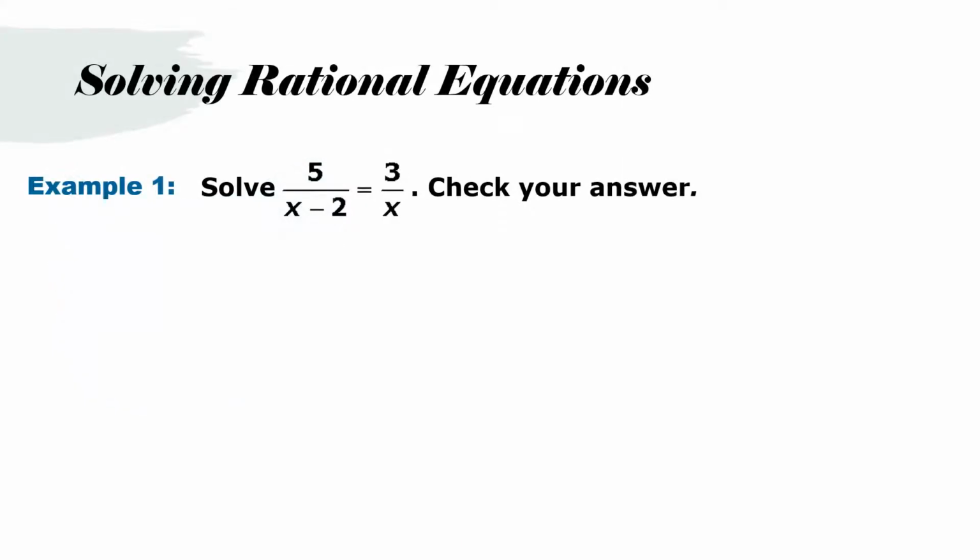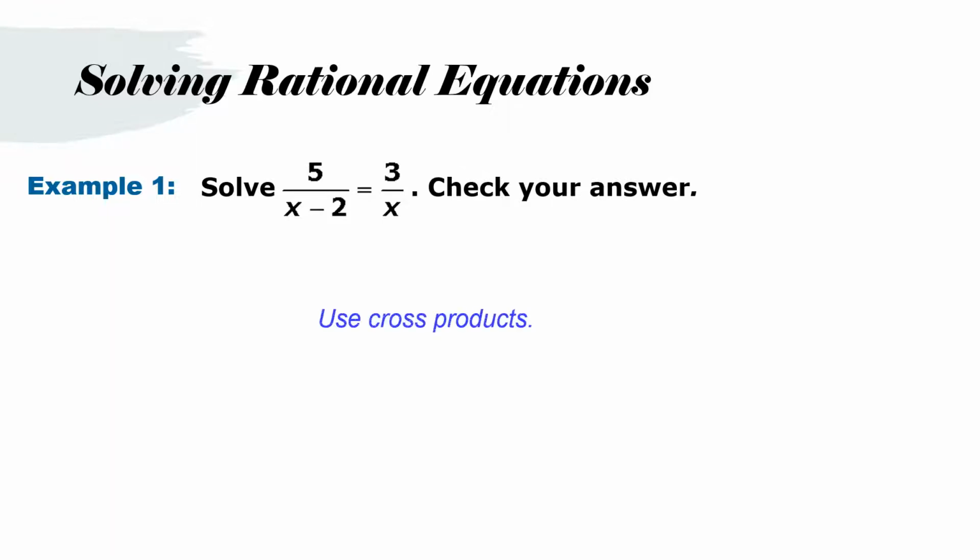Now the concept of LCM and the concept of multiplication is very important in solving rational equations. Let's have an example. Solve 5 over x minus 2 equals 3 over x. Check your answer. Take note that we have 5 over x minus 2, which is a rational expression, and it is equated to another rational expression, which is 3 over x.